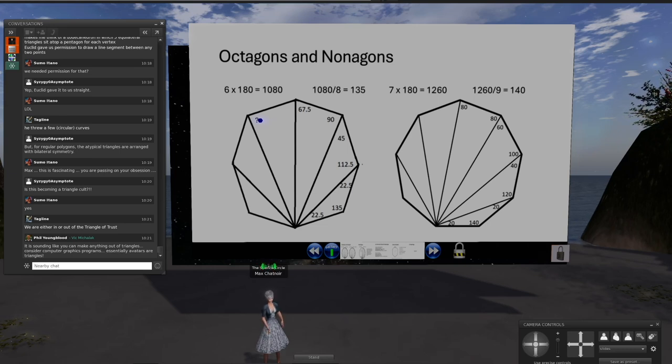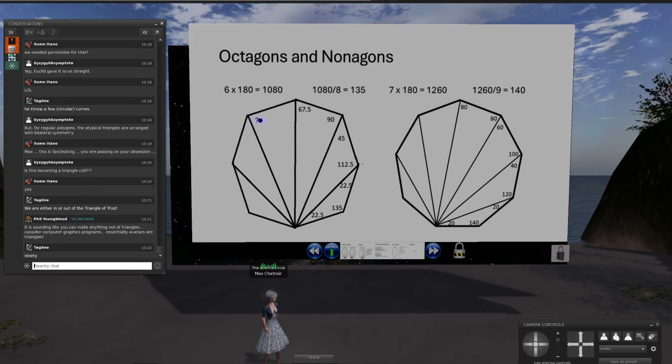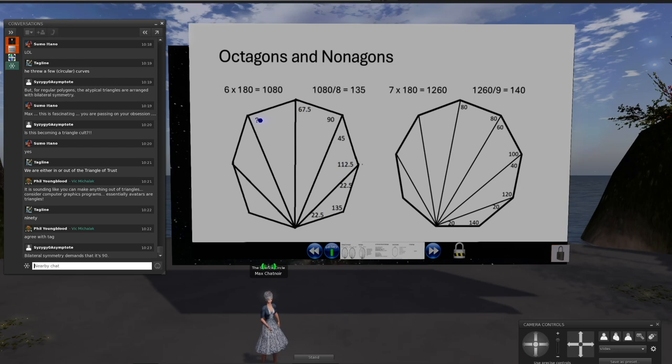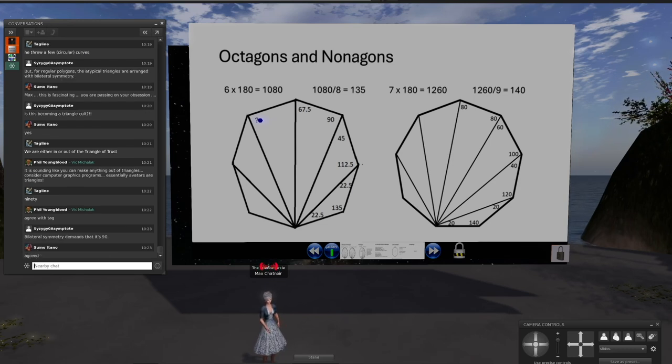How many degrees in that angle? Okay, well, you're going from 67 and a half to 90. So you're getting the other 90 degree triangle on the other side of this. Yes, and I like the symmetry of this. It's almost biological.